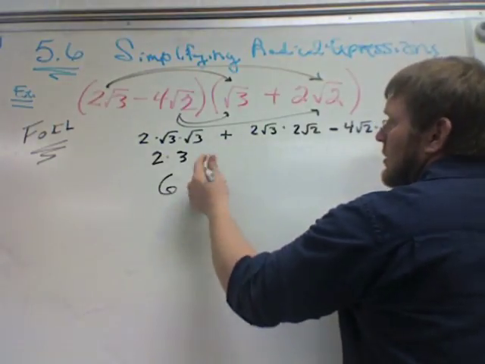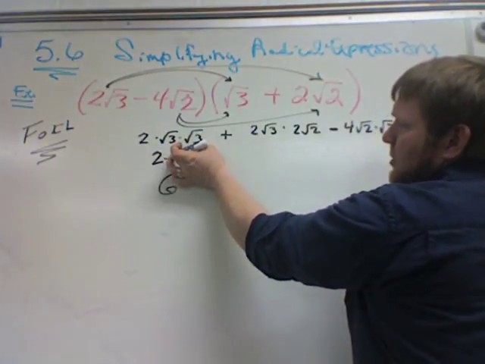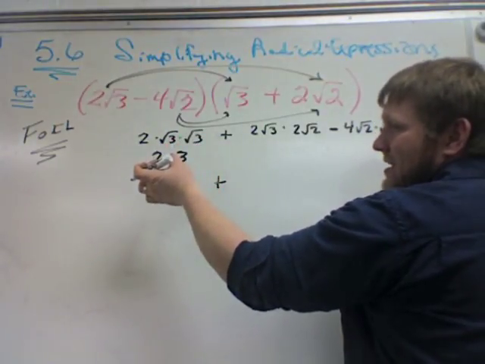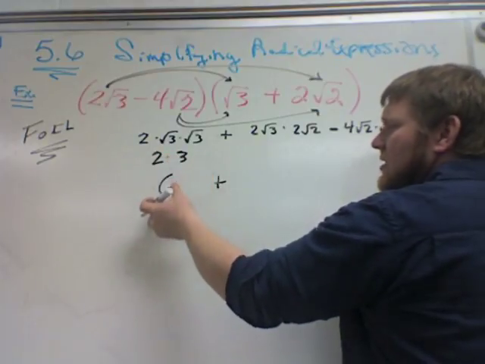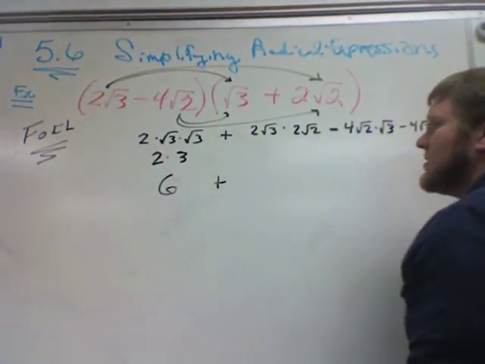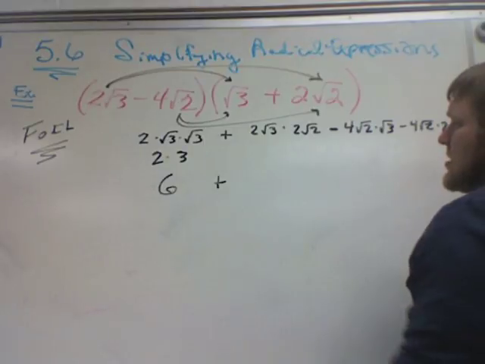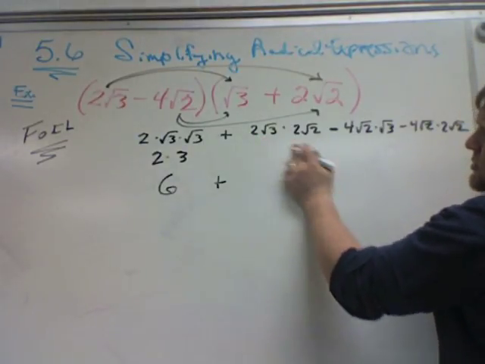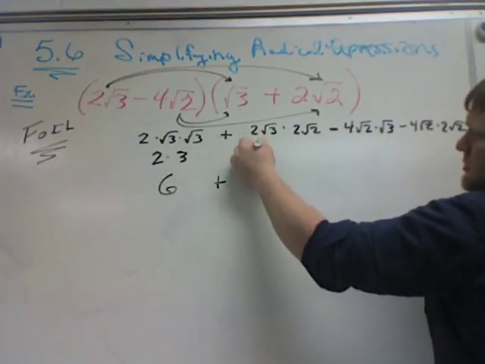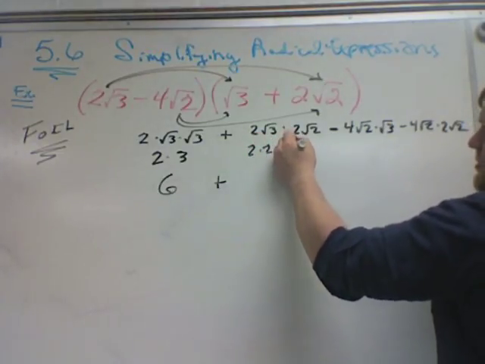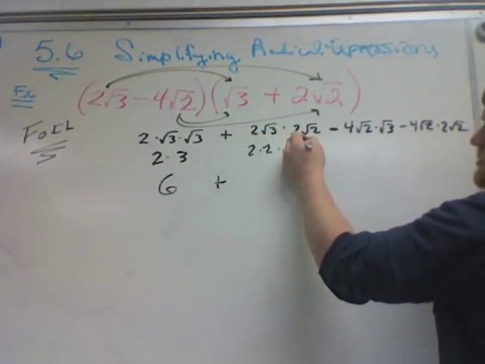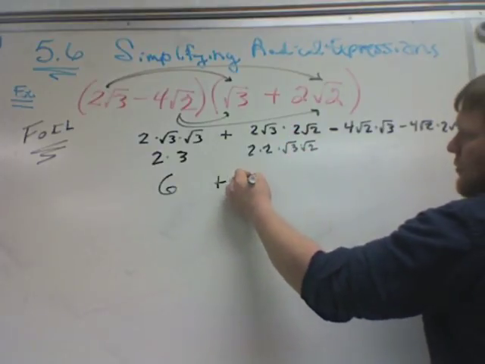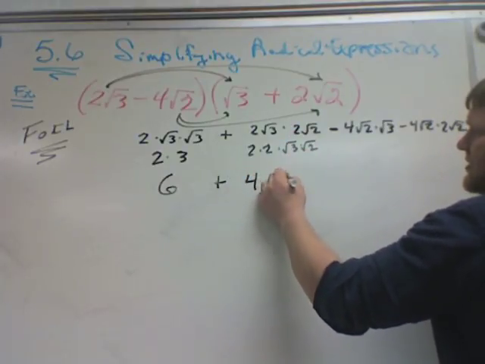Again, square root of 3 times the square root of 3 is actually the square root of 9. The square root of 9 is actually 3. 2 times 3 is 6. Product here, I have 2 times 2 times the square root of 3 times the square root of 2. So I'm going to get, what, 4 square roots of 6.